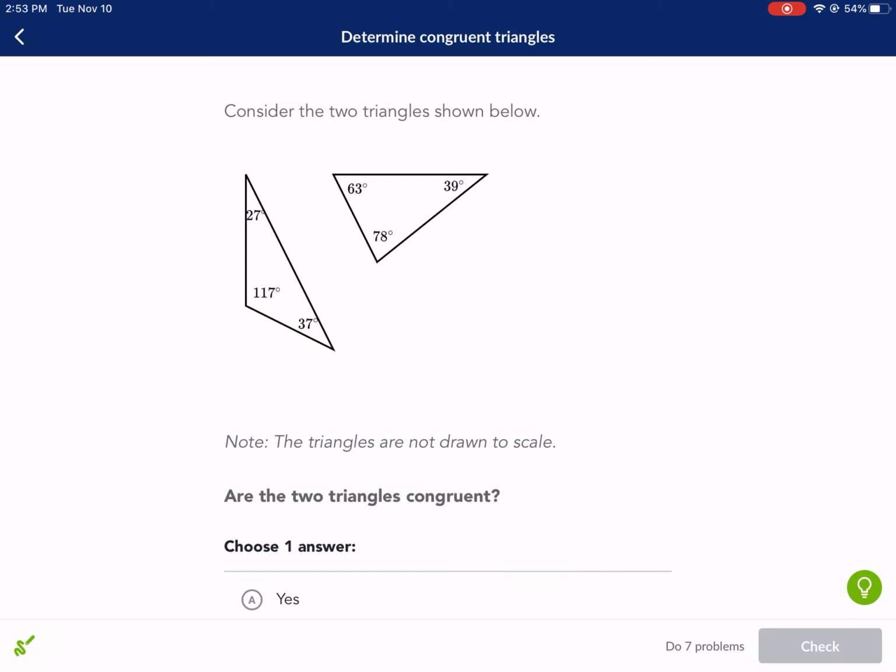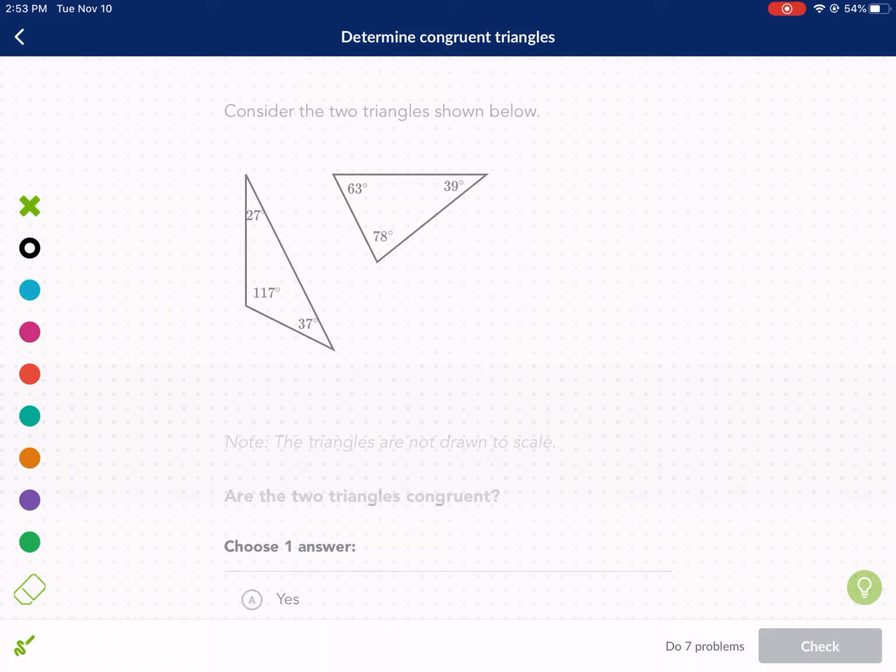Now with determining congruent triangles we have to know our postulates. For triangles to be congruent, we need all the angles congruent and all the sides congruent. Now we have a minimum of three things. For example, if we have just three sides, we know all the angles are also congruent.